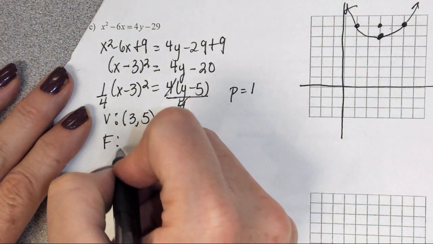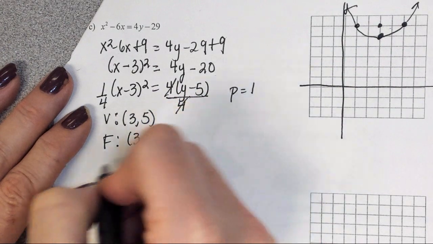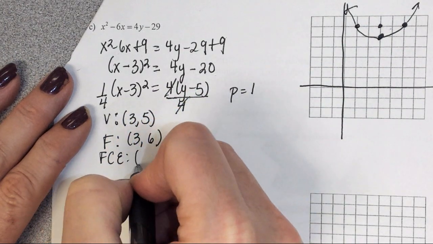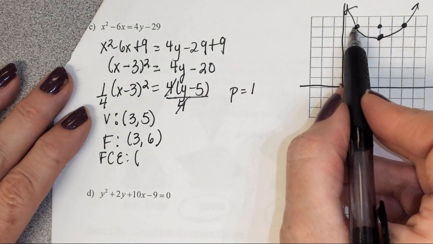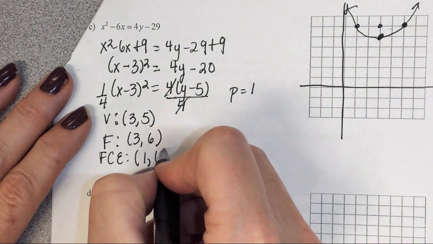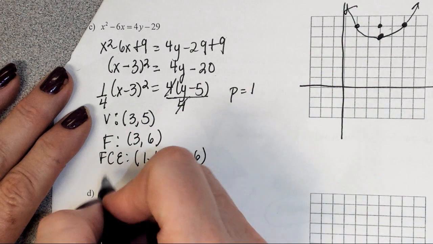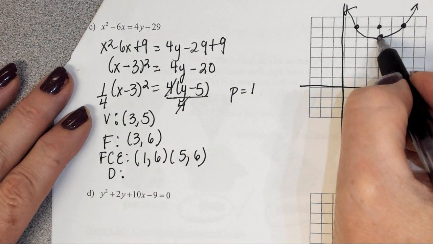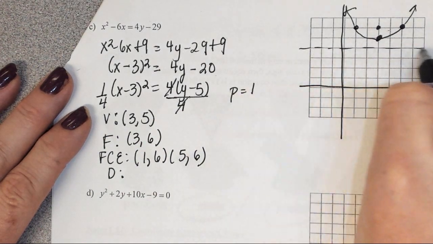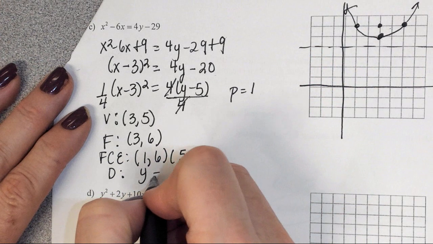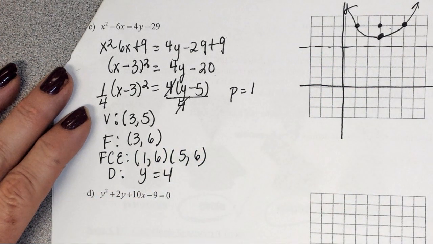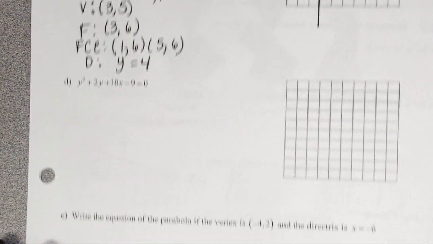So my focus again was at 3, 6. My focal chord endpoints, from that point right there, I had to go to the left 2. And I had to go to the right 2. And then the directrix, I'm going to have to go down P units. So that's going to be at y equals 4. Questions? All right, let's take a look at the next one.